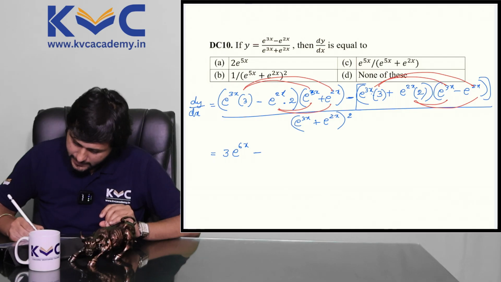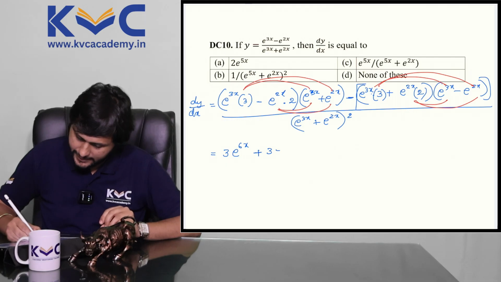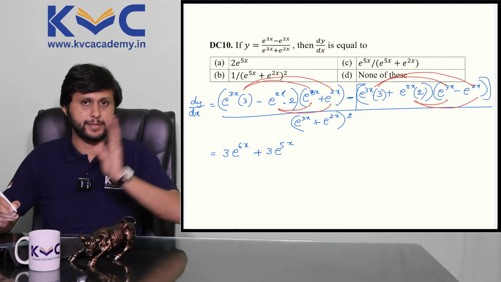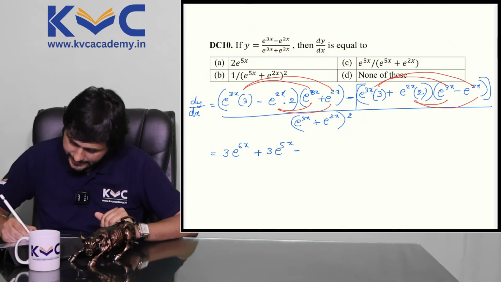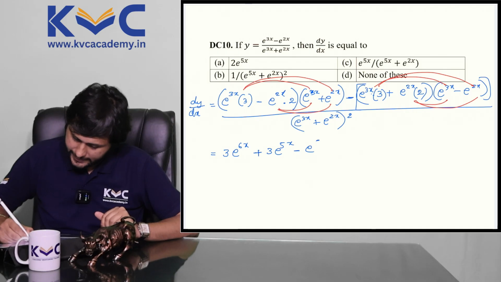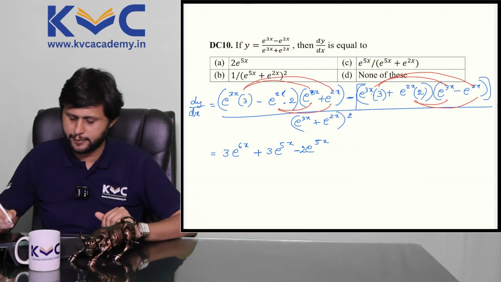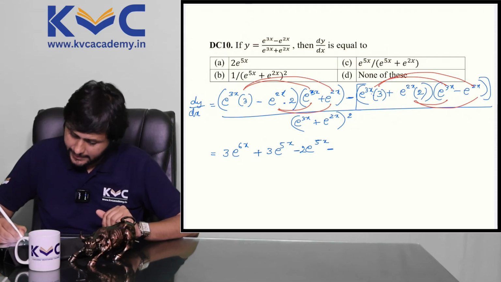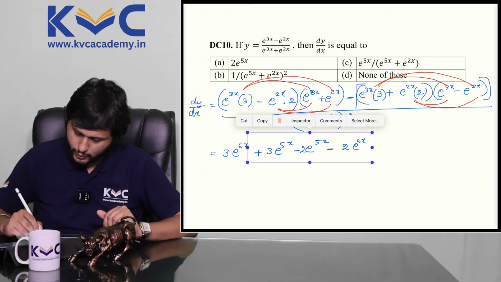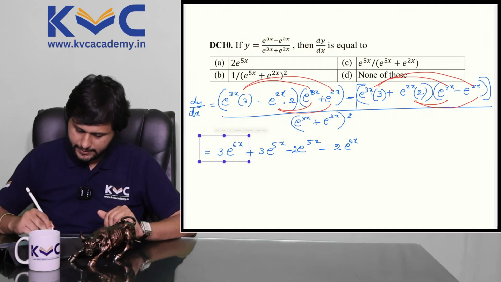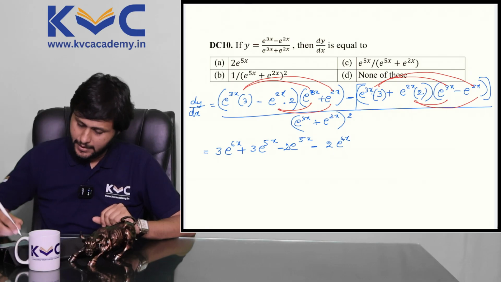Plus, yes. Plus 3 into e to the power 5x. First into second, first is also done. First into first into second is done. Minus is there, e to the power 5x again. So 2 into 2 into e to the power 5x. Again minus is there, 2 into e to the power 4x. With that, we have finished one part of the numerator.